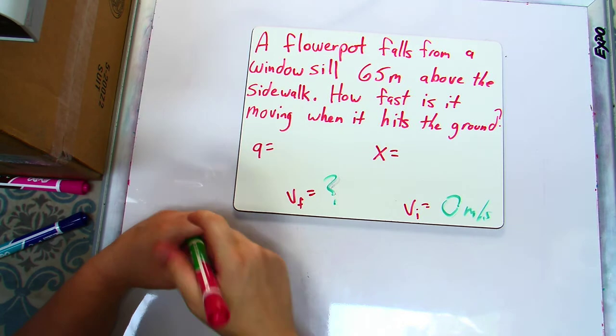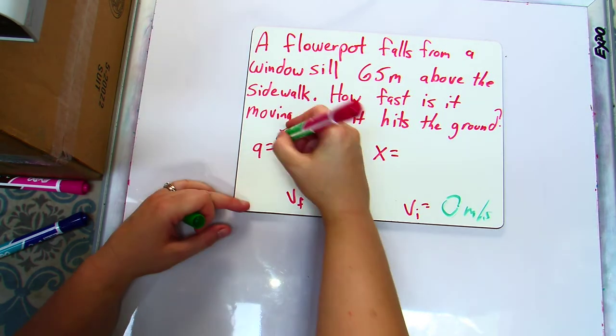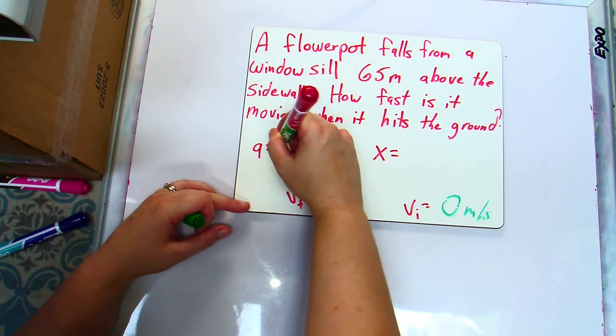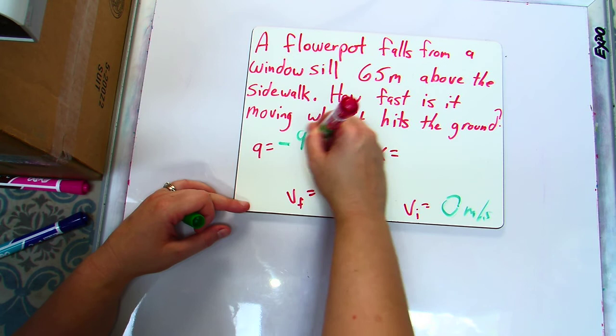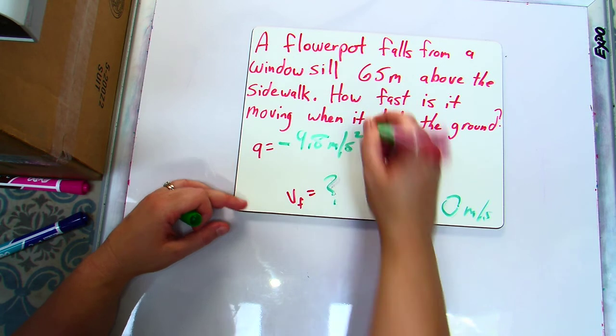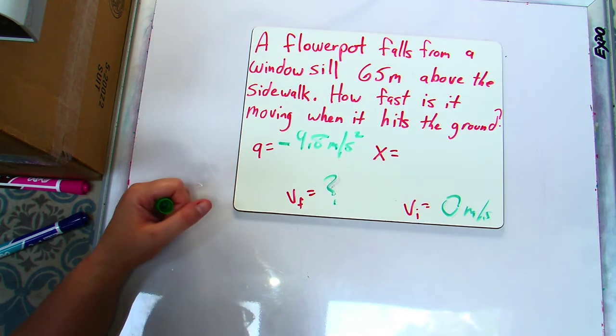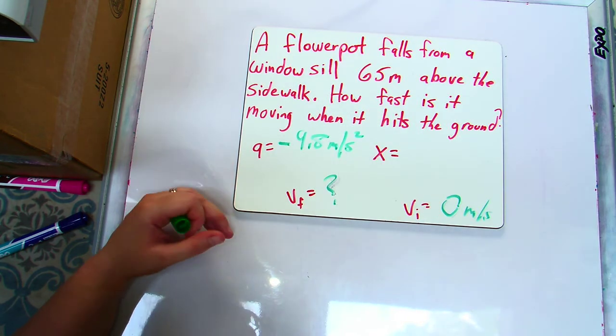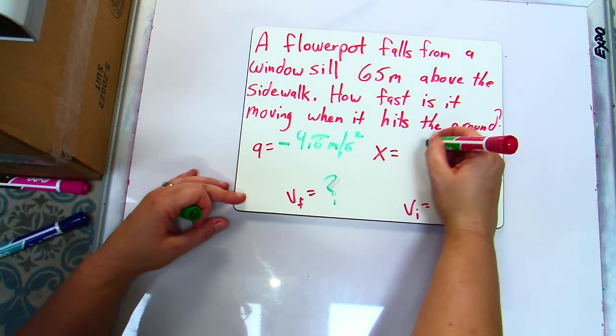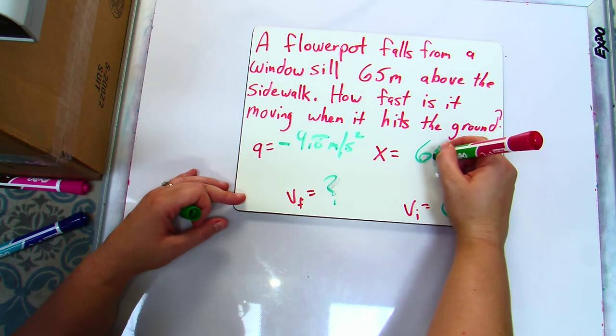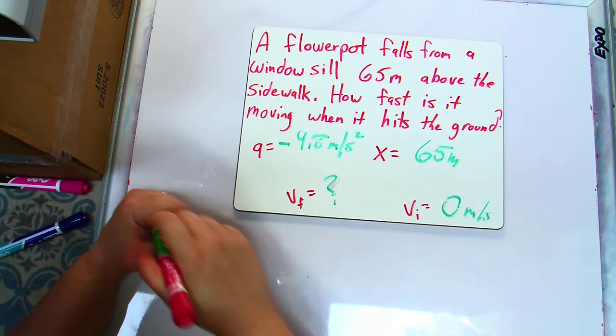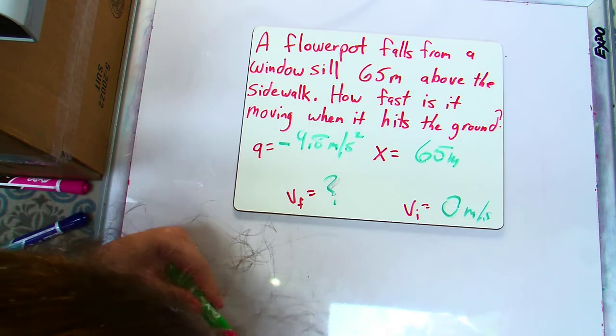It's a free fall problem. I know negative 9.8 meters per second squared is my acceleration. And I know how far it fell. It fell 65 meters. Now, obviously, as you can tell, we can't use the standard equation for this one.